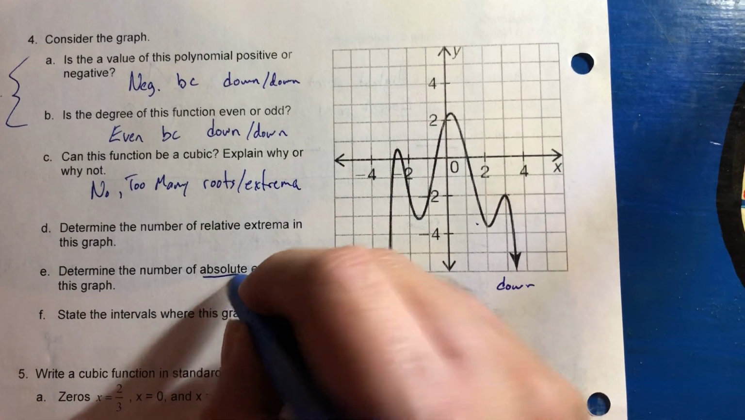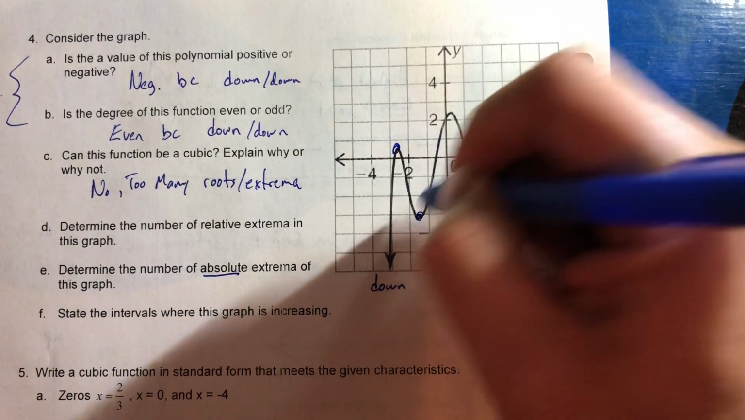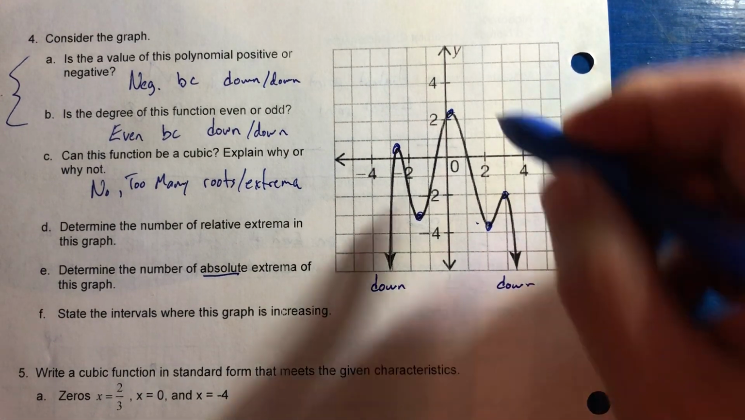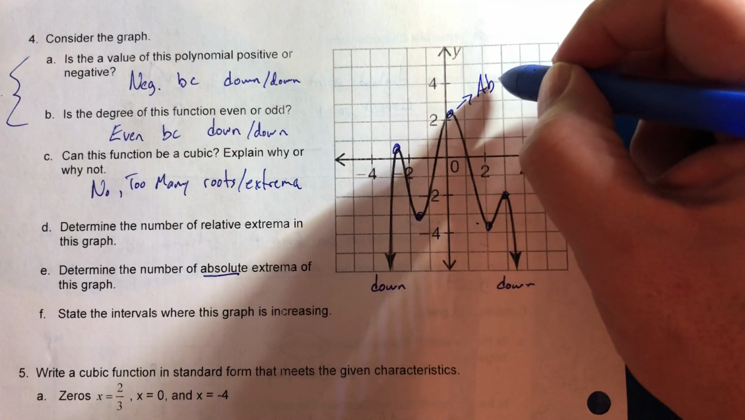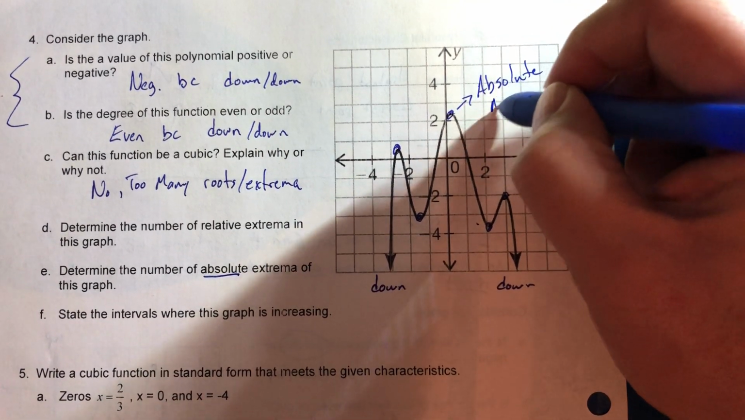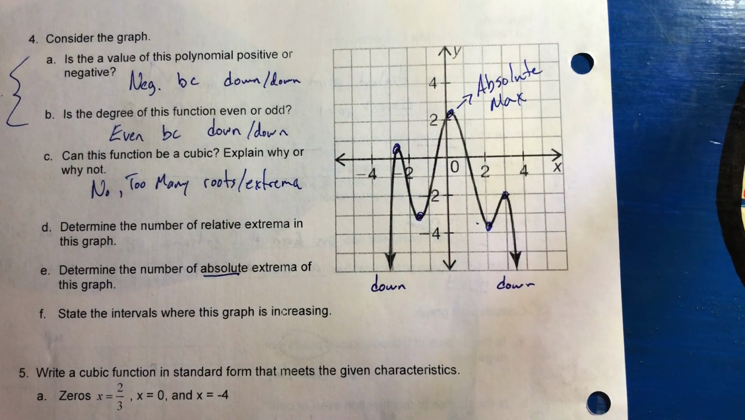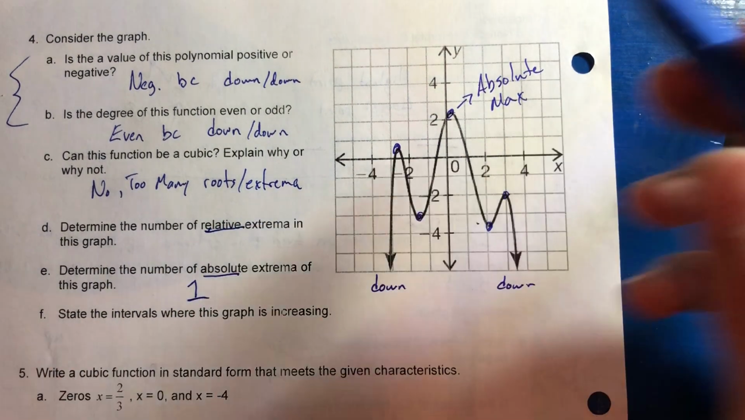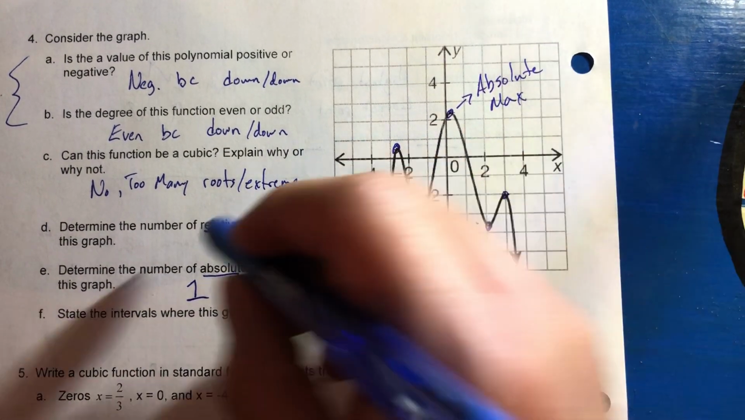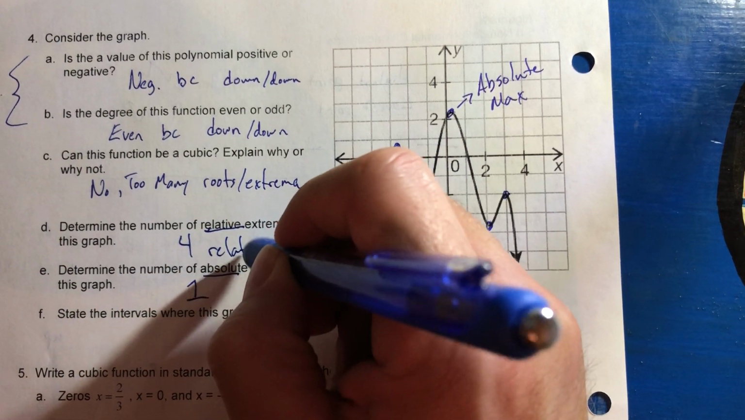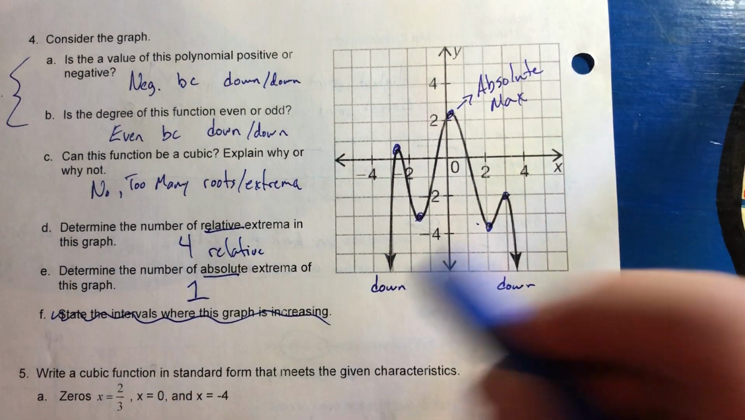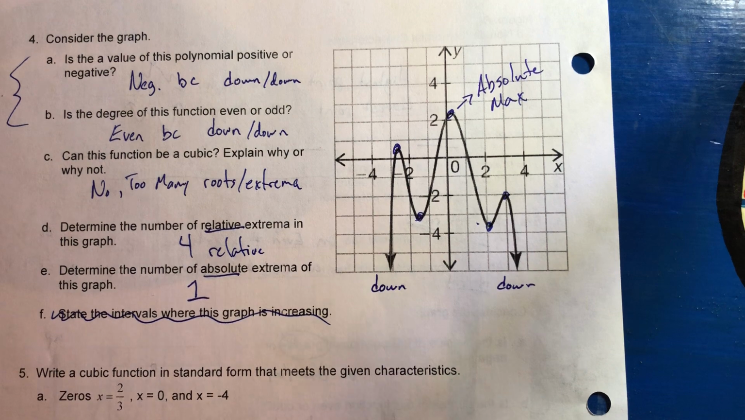Again, I'm going to do E first, absolute extrema. So here are all the points that are the maximum or minimum values. Since it starts down and finishes down, this point is the absolute max, which is the absolute extrema. So there's 1 point for that. And then the number of relative are all the others. So there's 1, 2, 3, 4 relative extrema. Okay? And then again, F, we're not doing that. Okay, so we have 4 relative, 1 absolute, and that's how it is.